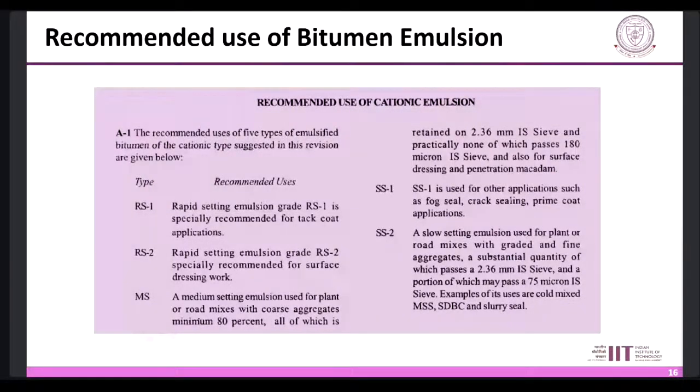Medium setting emulsions are used for plant or road mixes with coarse aggregate only, with a minimum of 80%, all of which is retained on the 2.36 sieve. It is frequently used for the surface dressing as well as the penetration macadam. And slow setting is used for applications related to the fog seal, crack sealing, and prime coat applications.